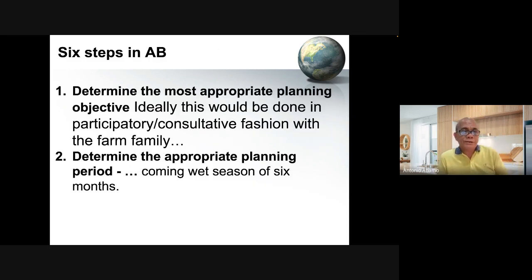Now, six steps in allocational budgeting. First is to determine the most appropriate planning objective. Ideally, this would be done in a participatory, consultative fashion with the farm family.